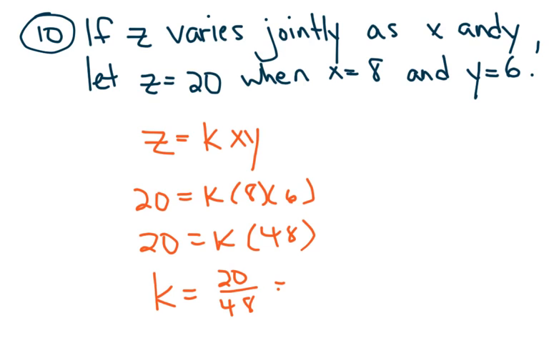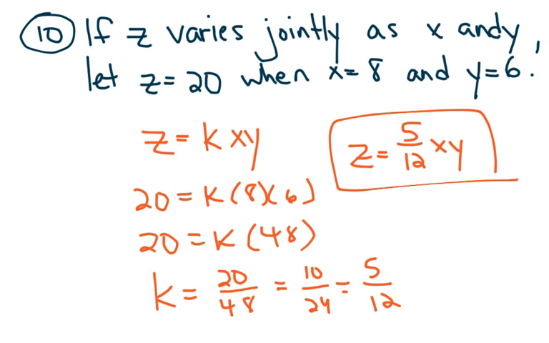Let's see, I don't have a calculator. So they're both even, so I'm going to get 10 over 24, which reduces to 5 over 12. That must be as far as it reduces. So the equation must be z is equal to 5 over 12 xy.